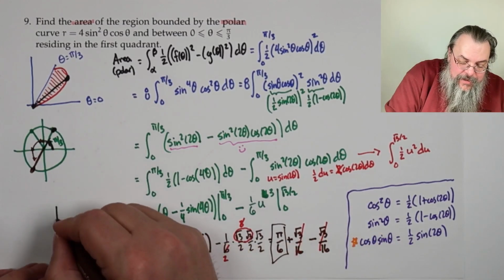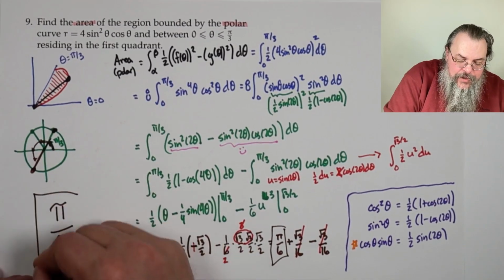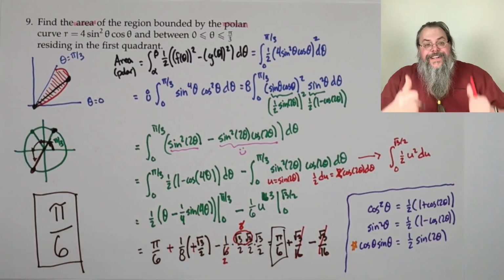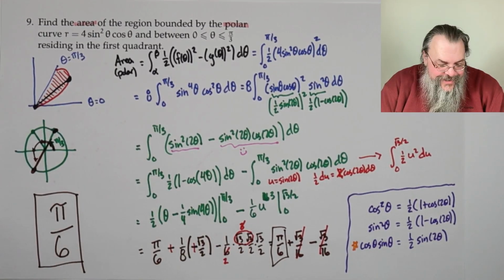So let's write it really big so we can celebrate. Look, it's pi over 6. What a beautiful, pretty answer. Nice. Oh, wow, that was so cool.